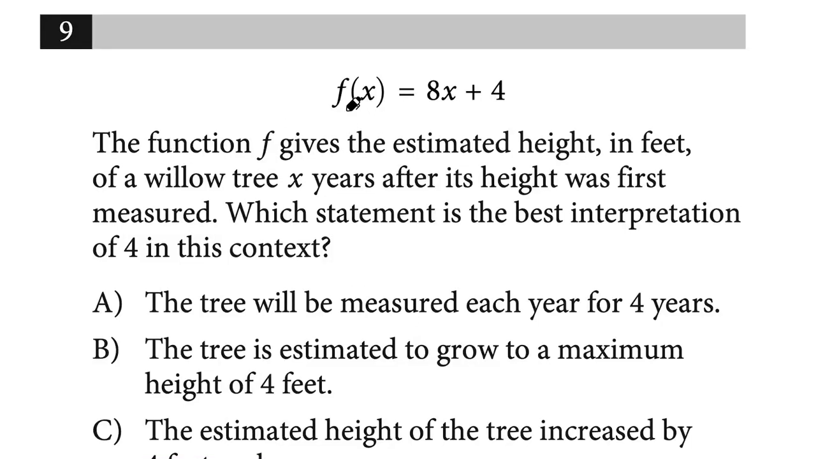Number 9, f of x is equal to 8x plus 4. The function f gives the estimated height in feet of a willow tree x years after its height was first measured. Okay. Which statement is the best interpretation of 4 in this context?